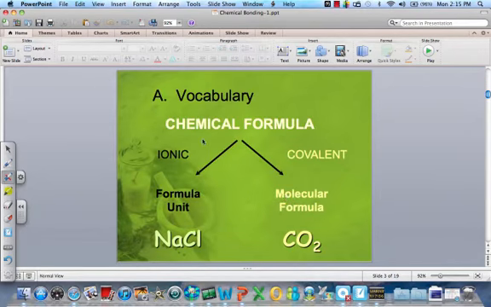Alright, so here's some more vocabulary. In your note packet, just make sure you're marking this correctly. Okay, so when we're talking about chemical formulas, if it's an ionic compound, it is called a formula unit. So you need to make sure that by ionic you write down formula unit, because we do call ionic compounds formula units. Covalent compounds we call molecular formulas. We call these molecules. If we're talking about an ionic compound, we do not call those molecules. We call them formula units.